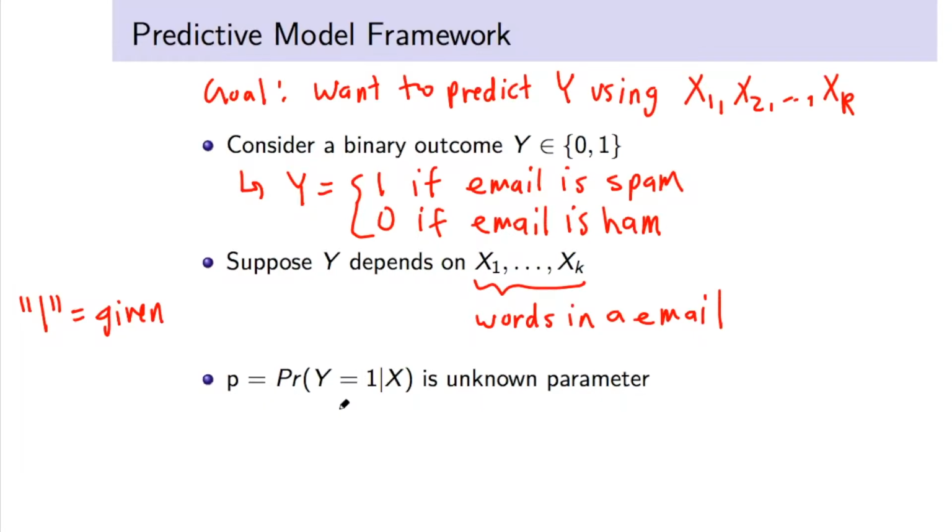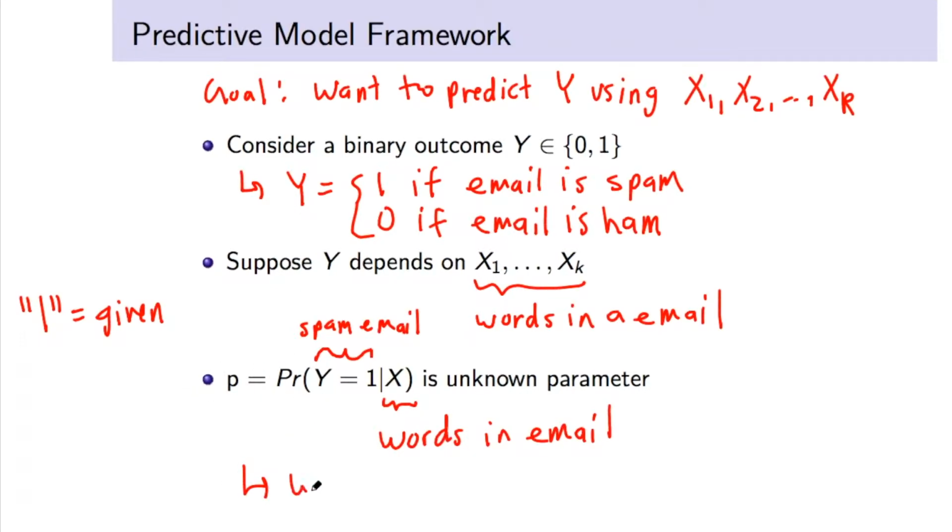So in the case of spam detection, we want to estimate the probability that y is equal to 1, that the email is spam, given the content of the email, the words in the email. So given x, words in email. So we want to use a predictive model to essentially estimate the parameter p. So we want to estimate p using a model.